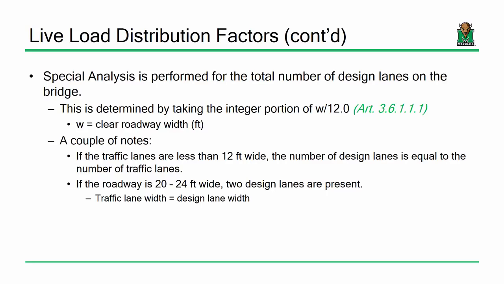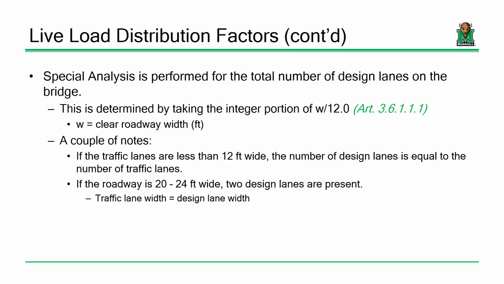has 2 design lanes. And the way that you determine the design lanes is you take the clear roadway width and you divide it by 12 feet. And you take the integer portion. Okay, this is something to keep in mind. So if you take the roadway width and divide it by 12 and you get 2.7, that's not 3, that's 2 design lanes. Okay, it's the integer portion.